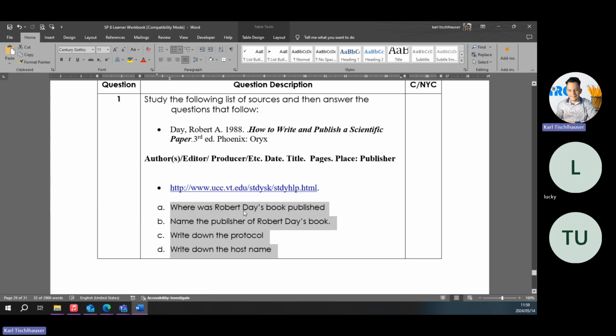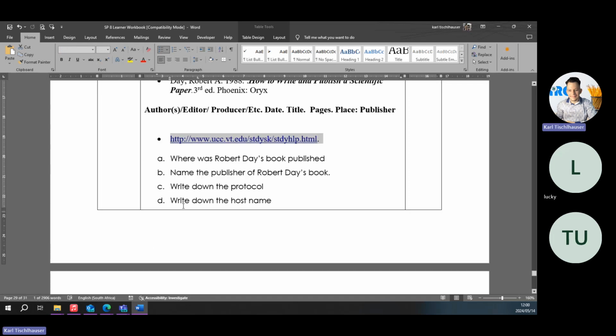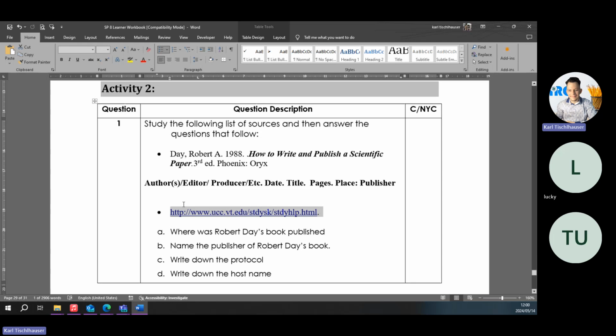So it asks, where was Robert Day's book published? So it should be, let me just see. So it would be ARCS. Okay, and then it says, name the publisher of the book. So, oh, sorry. So the book was published in Phoenix and it was published by Oryx. Then it says write down the protocol. So this is the protocol right here. And then it says, write down the host name. The host name's got to be somewhere.